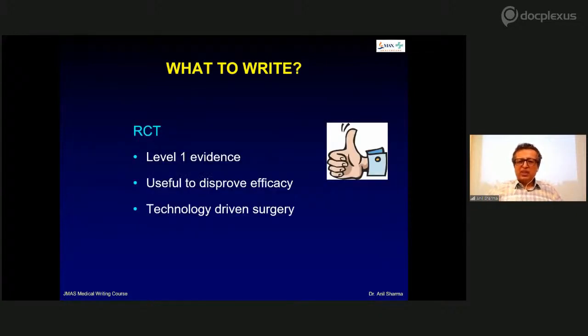So the advantages of a randomized control trial are, of course, that this constitutes level one evidence. It is useful to disprove efficacy. For example, the internal mammary artery used to be thought of as a very good graft to be used in a CABG, till it was proved in a randomized control trial that is not really the case. The orthopedic surgeons used to perform arthroscopies for arthritis. And that was again found to be useless in a randomized control trial.